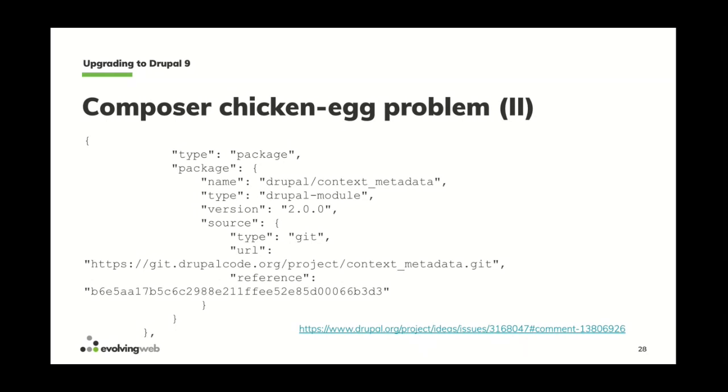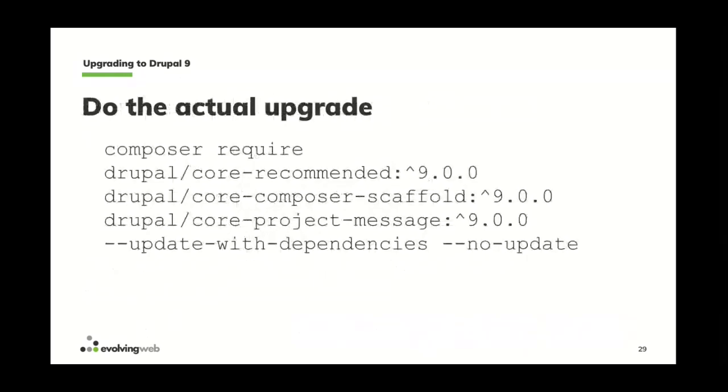Okay, so once you fix that problem that I named as chicken and egg problem, you need to do the actual upgrade. So it's, let's say, your final step before getting Drupal 9 in your site. So how to do that? The recommended way to do that is you run the require command, but in this require command you say, hey, do this, but please do not update yet.